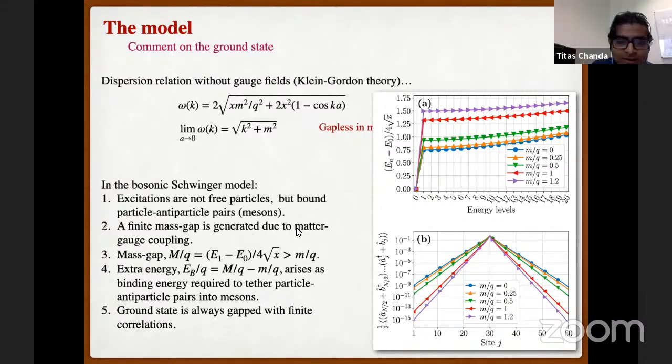Okay. So because of this matter gauge coupling, we have a mass gap, which is always greater than the bare mass of the particles. And the extra energy, that is, the difference between the mass gap and the bare mass of the particles, arises as a binding energy, which is required to tether these particle and antiparticle pairs into mesons. And since the ground state is always gapped, we have finite correlations, and the long-range correlations decay exponentially with distance. As a result, tensor networks can be used very successfully in these systems.